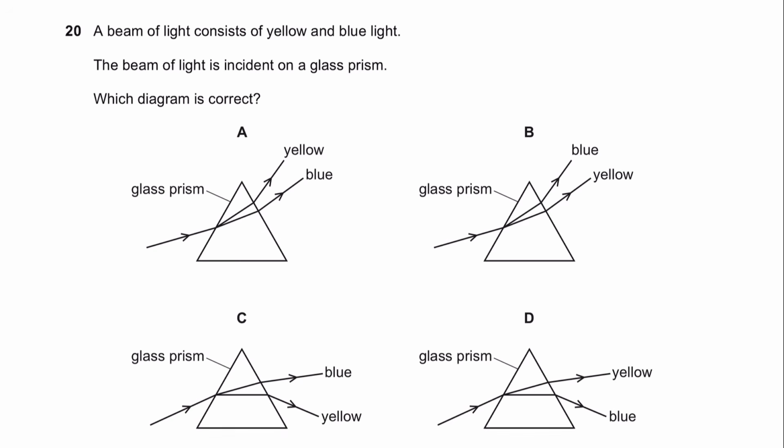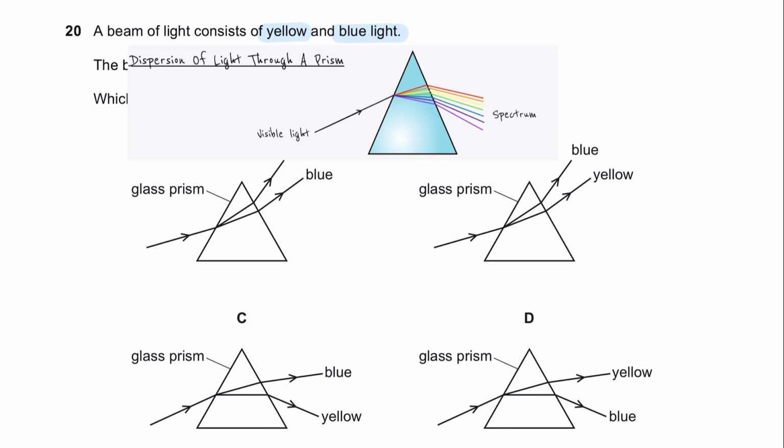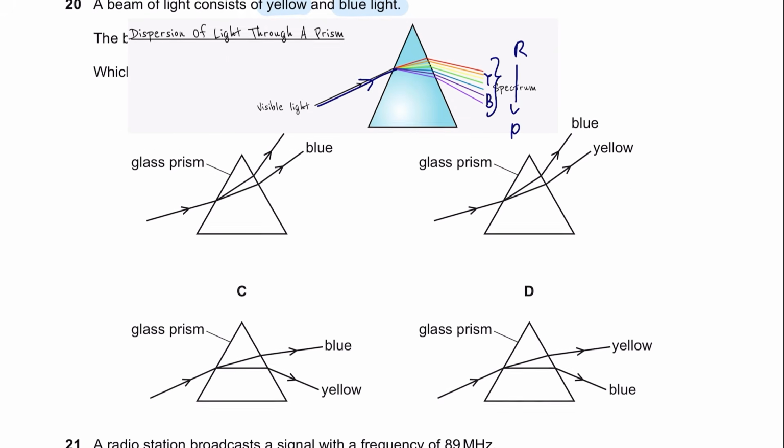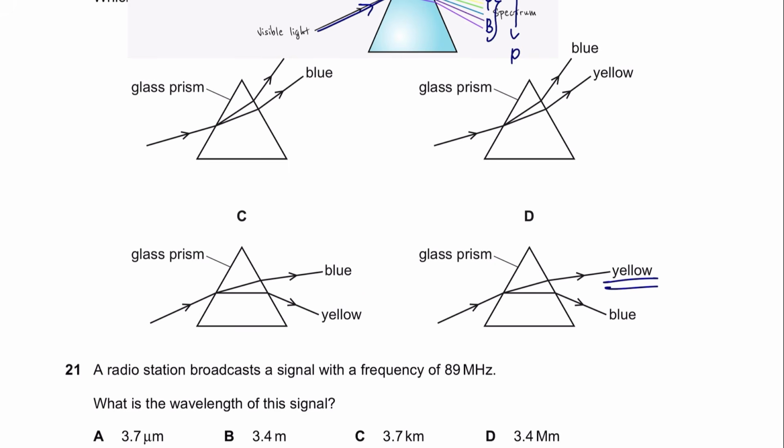Question 20. A beam of light consists of yellow and blue light. The beam of light is incident on a glass prism. Which diagram is correct? Okay, for this kind of question, you need to know how the light bends, and you also need to know the order of the colors from red to purple because they bend differently. So you have yellow over here and then blue bends more than yellow. Over here D, you have yellow at the top and blue bends more, so the answer is D. Answer A is wrong because the lights are going upwards. Also this is the case, so it's wrong. Over here this is also wrong because blue bends more, therefore the answer is D.